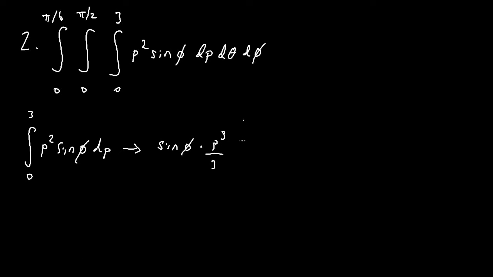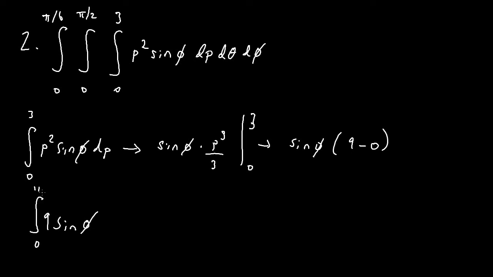So let's go ahead and evaluate rho from the bounds of 0 to 3. So when I plug in 3 for rho, we'll get sine of phi times 3 cubed is 27, 27 over 3 is a 9, minus when I plug in 0 for rho, I'll just get 0. So we're left with 9 sine of phi. So now let's evaluate the middle integral from 0 to pi over 2 with respect to theta.